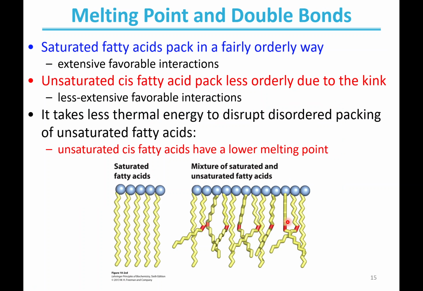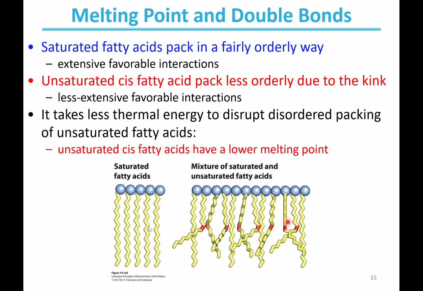Okay. So melting point, why does the melting point get affected by double bonds? Well, saturated fatty acids pack in a pretty ordered way. They're all linear. They can pack side by side, as you see down here in this figure. And there's extensive favorable interactions there between the side chains.